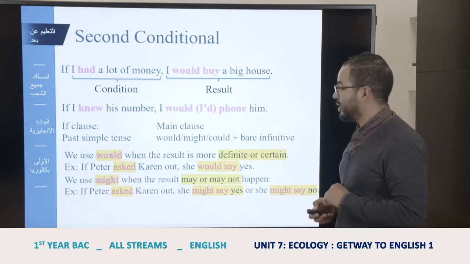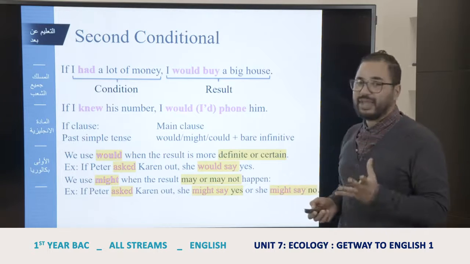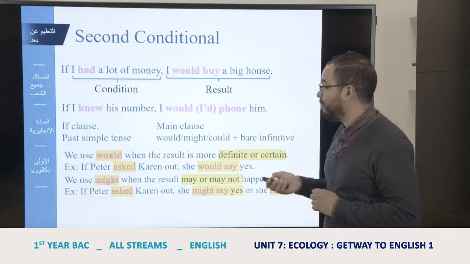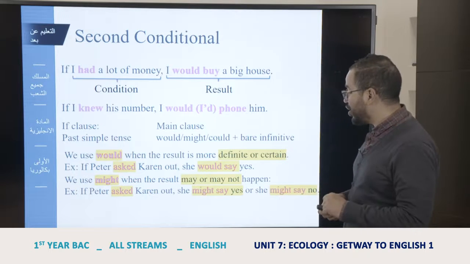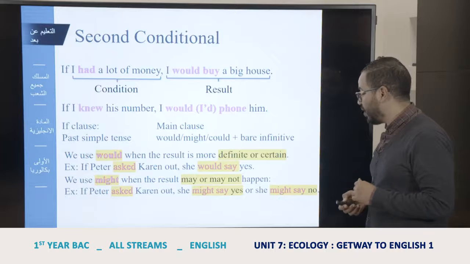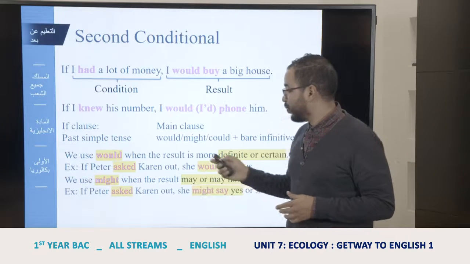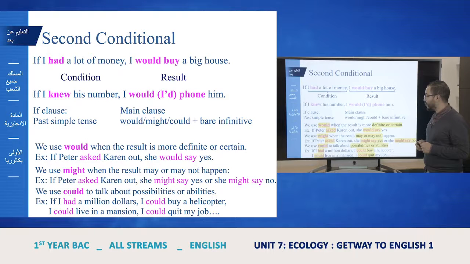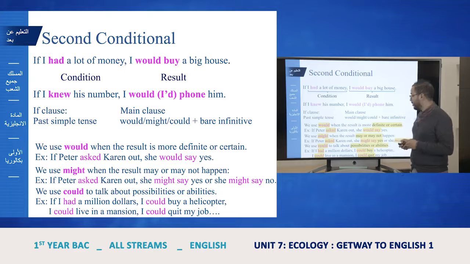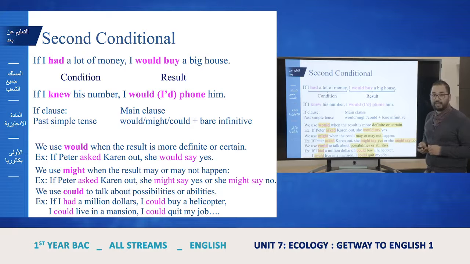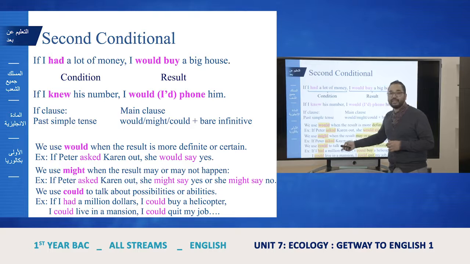And I use might when the result may or may not happen. So I'm not sure about it. If Peter asked Karen out, she might say yes or she might say no. I'm not sure, so I use might, not would. And the last is could. We use could to talk about possibilities or abilities. For example, if I had $1 million, I could buy a helicopter, or I could live in a mansion, or I could quit my job, of course.